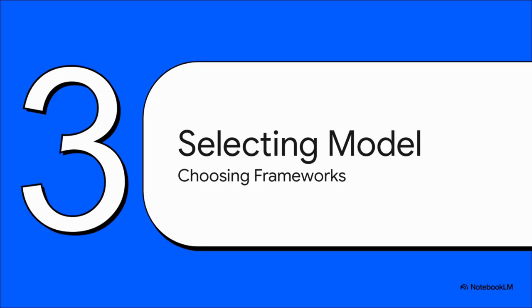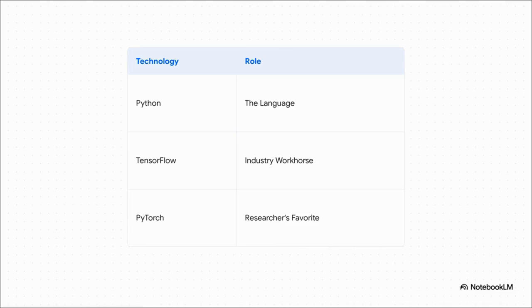Next up, phase 3. Selecting the right model. Let's look at the frameworks. Let's break down the tech stack. Python is pretty much our undisputed lingua franca here, giving us this vast ecosystem of libraries that we absolutely need. For the actual heavy lifting, TensorFlow remains the industry workhorse. It's highly scalable and explicitly built for massive production pipelines. PyTorch, on the other hand, is definitely the researcher's favorite. It offers these dynamic computation graphs that are just perfect for rapid prototyping and quick iteration. Ultimately, your choice here depends entirely on your specific deployment goals and your infrastructure.